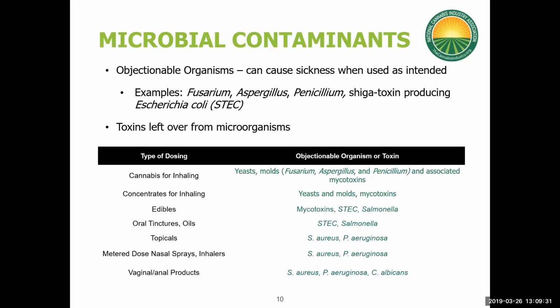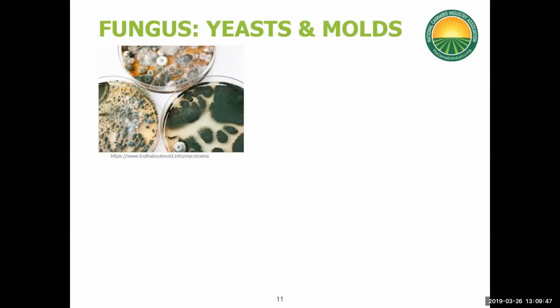So below is just a list providing different objectionable organisms or toxins that might be present in different cannabis products. For instance, inhalables, we're very concerned with yeast and molds versus edibles and topicals, where we may be more concerned with bacteria. So the word fungus includes both yeasts and molds. The differentiation is that yeasts are one-celled organisms, while molds grow into multicellular filaments called hyphae. You can see that in this picture.